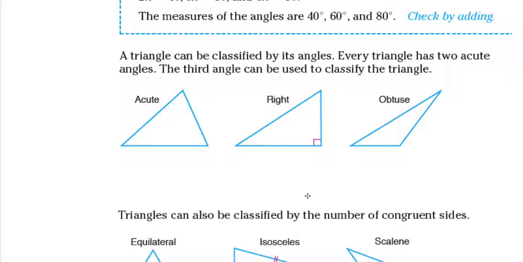In this particular lesson, the triangle can be classified by its angles. Every triangle has two acute angles. The third angle can be used to classify the triangle.